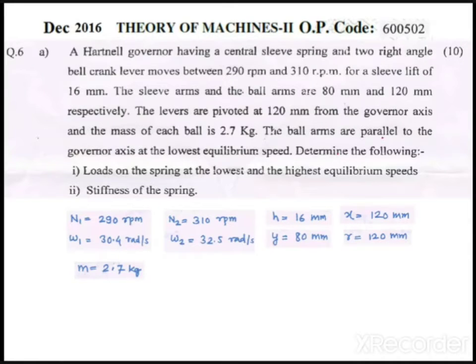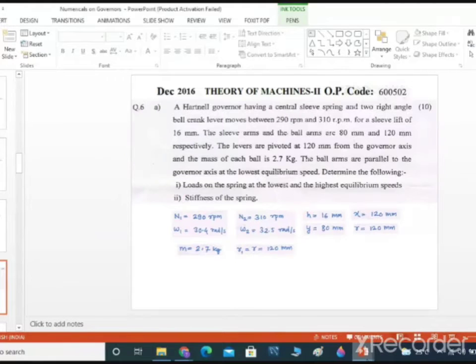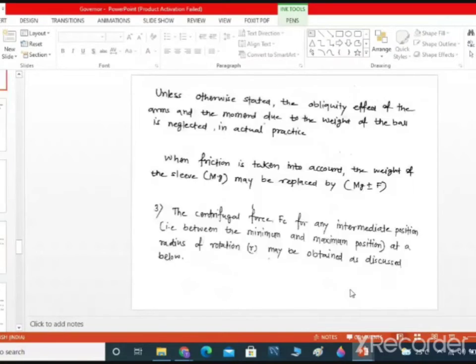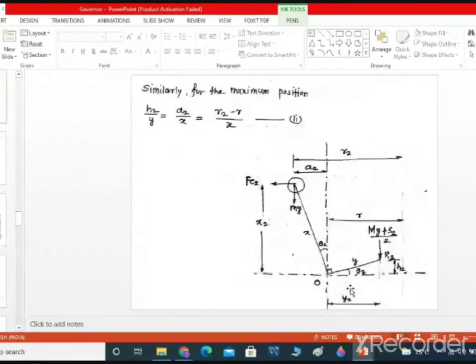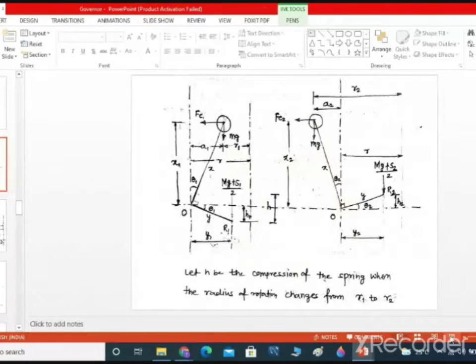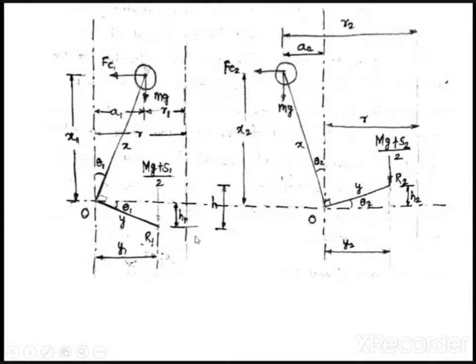The ball arms are parallel to the governor axis at the lowest equilibrium position. Now, very important, guys. Basically, I have explained two diagrams to you. Which are the two diagrams? I have to move slightly backward to that slide. These are the two conditions: the minimum position diagram and the maximum position diagram. In the minimum position, mg is inward, and in the maximum position, mg is outward.